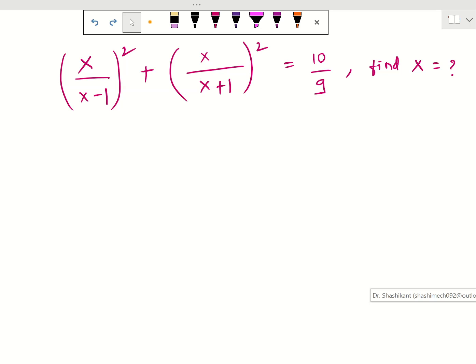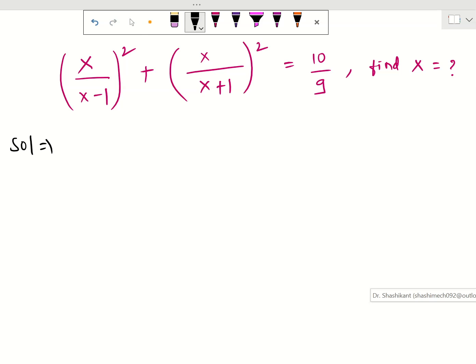So I will read the problem statement. (x over x minus 1) whole squared plus (x over x plus 1) whole squared is equal to 10 by 9. Then we need to find the value of x. Let's see the solution of this question.